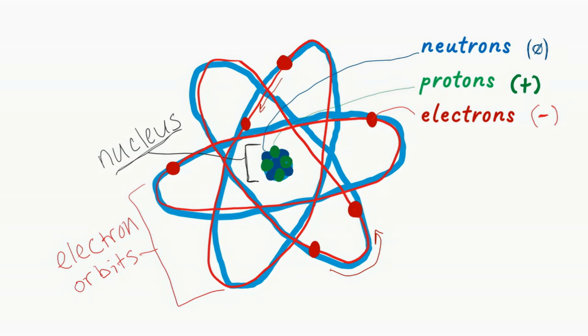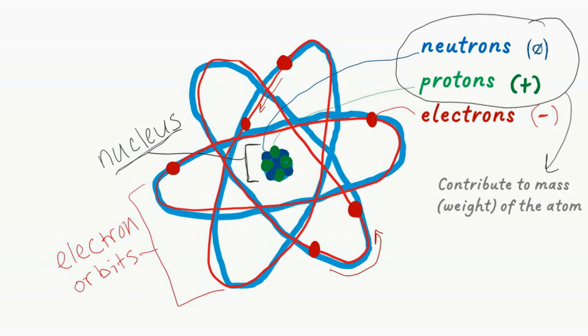Now, something important to note is that it's only our neutrons and protons that contribute to the weight or mass of our atom. Electrons do not have this capability. They're just way too small to really have any meaningful contribution. But our neutrons and protons, if you add them together, we get our atomic weight, or the weight of our atom.